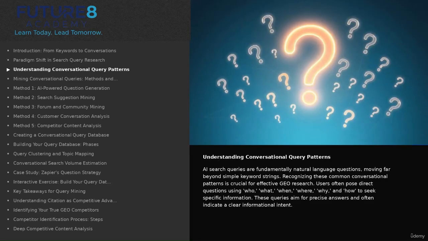Understanding conversational query patterns. AI search queries are fundamentally natural language questions, moving far beyond simple keyword strings. Recognizing these common conversational patterns is crucial for effective geo-research. Users often pose direct questions using who, what, when, where, why, and how to seek specific information. These queries aim for precise answers and often indicate a clear informational intent.